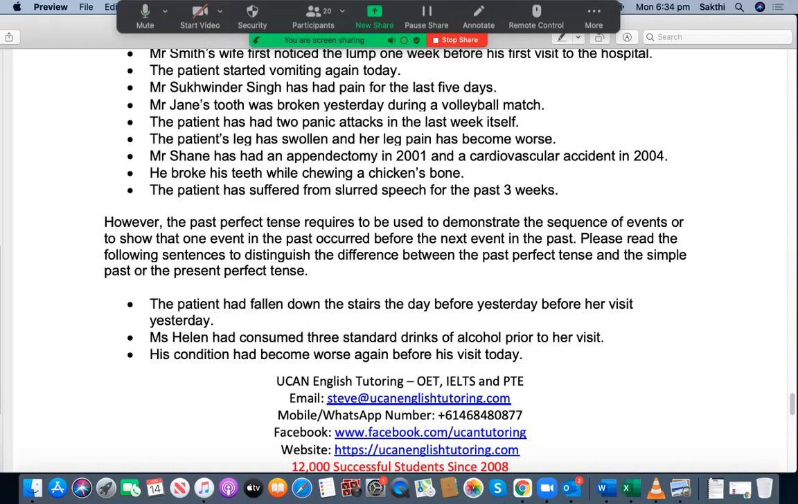So go through the following sentences to distinguish the difference between the past perfect tense and the simple past or the present perfect tense. Look at this one. The patient had fallen down the stairs the day before yesterday, before her visit yesterday. If you don't use this one, it's going to be a bit difficult. So we are clearly telling that this occurred first, and then this occurred next. Do you have any confusion here?